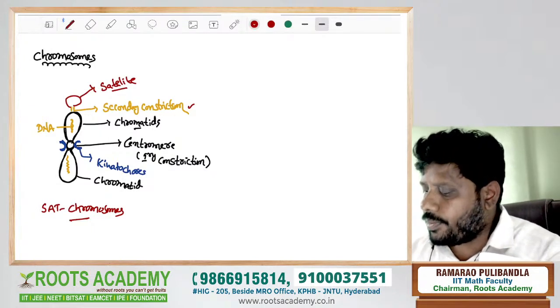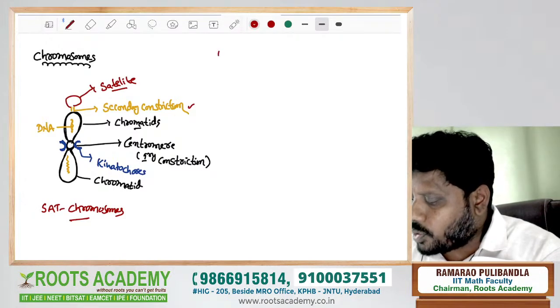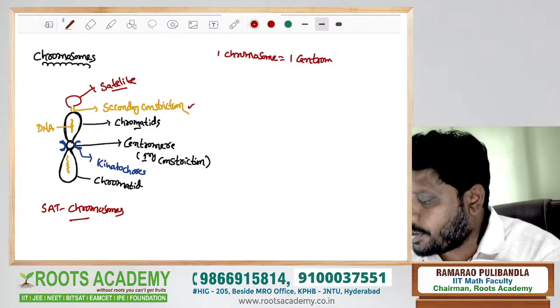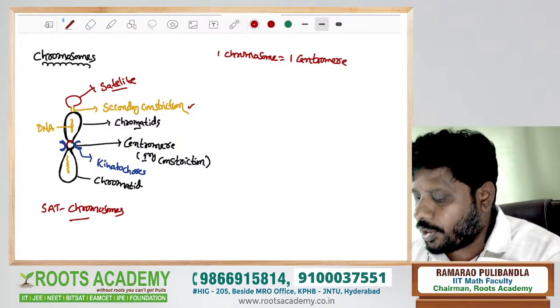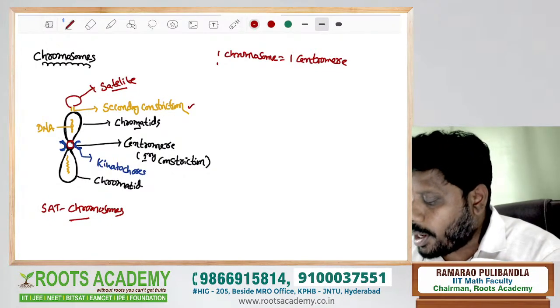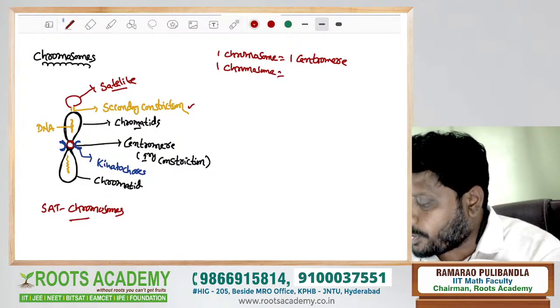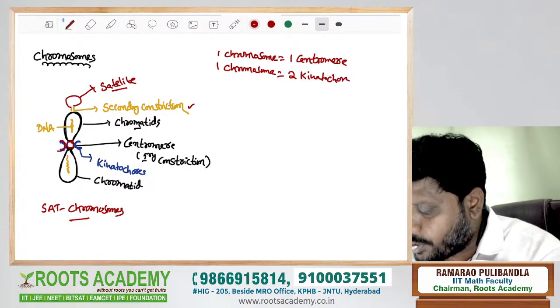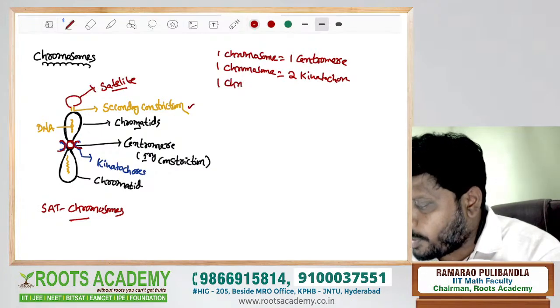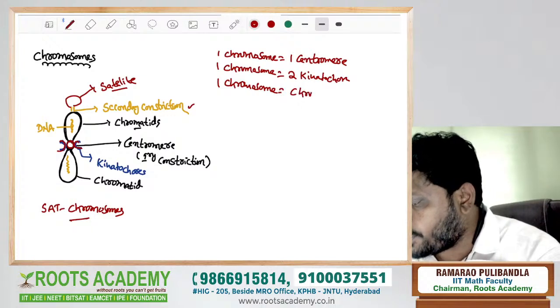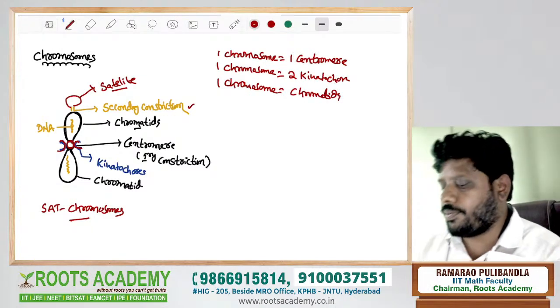See, listen. One chromosome equals how many centromeres? One centromere. Only one centromere. And one chromosome equals how many kinetochores? Two kinetochores. This is one, this is one. And one chromosome equals how many chromatids? Two chromatids. Okay.